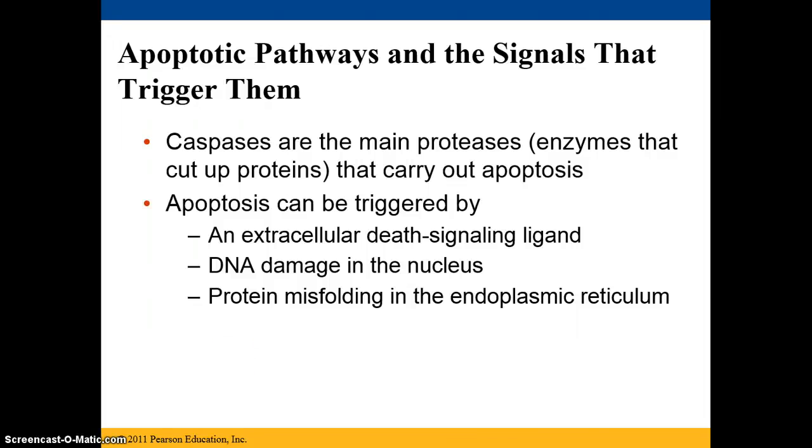Okay, so in return to our discussion about apoptosis and the pathways that trigger them, caspases are the main proteases. So "prote" refers to protein, "ase" refers to enzymes. So in this case, we're talking about enzymes that cut up proteins. The caspases are the main proteases that carry out apoptosis.